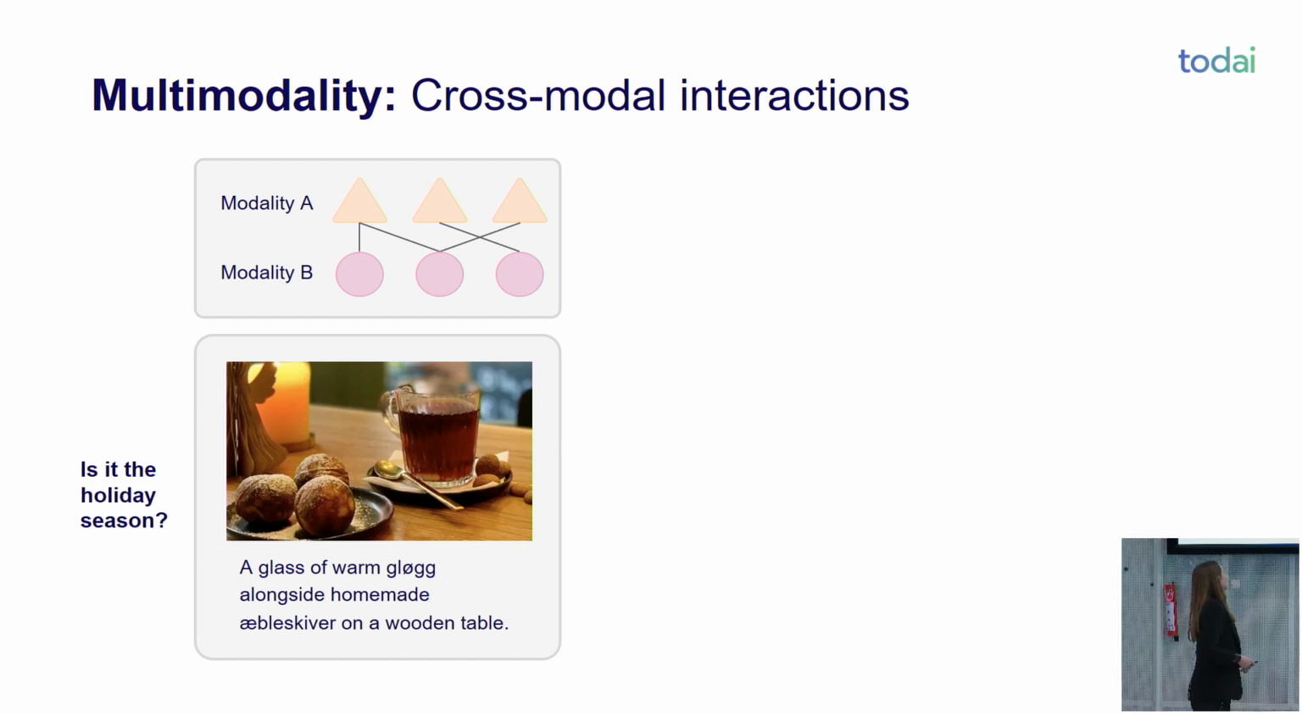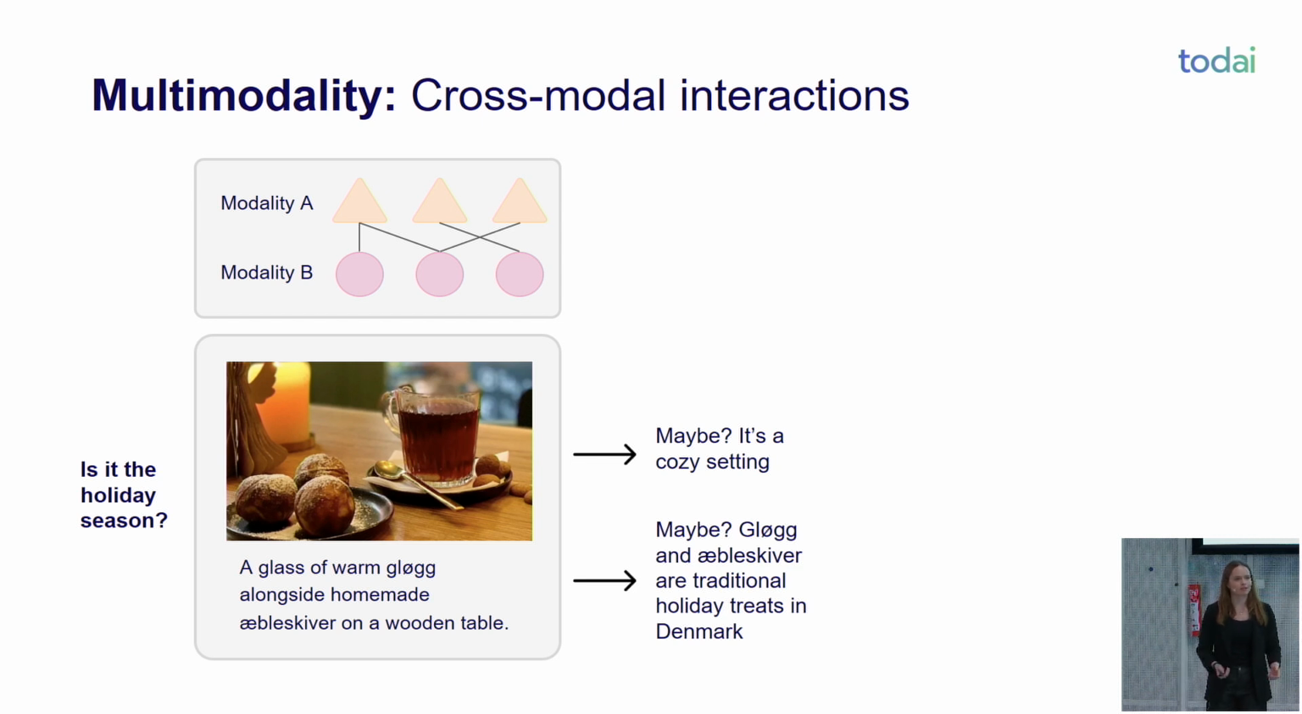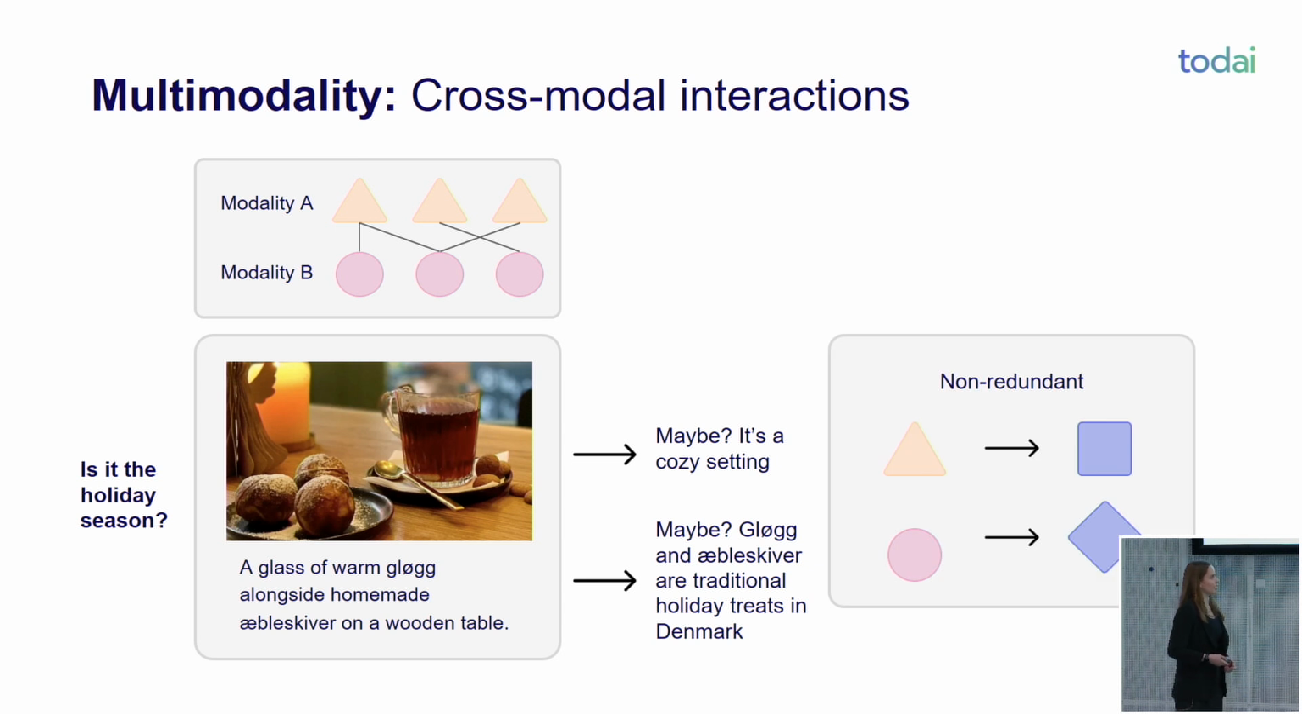The third question. Is it the holiday season? If we look only at the image, we can see that it's a winter setting. At least there's some beverage here, some pastries. There are at least cozy vibes here. So we'll say maybe. We look at the text. The text mentions gløgg and æbleskiver. Those are traditional holiday treats in Denmark. So perhaps. We could serve them not at the holiday season, but it's perhaps not that likely.